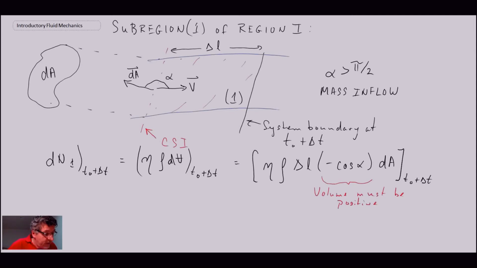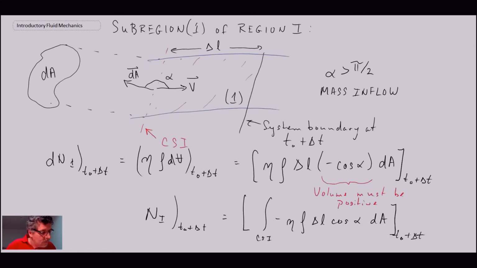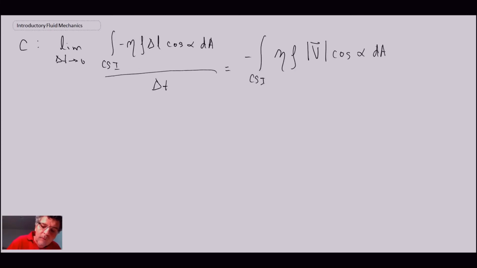And what do we end with? We end with an expression for the extensive property in region 1 at t naught plus delta t. We get that, but remember we're after the time rate of change of that, which is what C was. So let's re-express that. Okay, so there we have an expression for C.